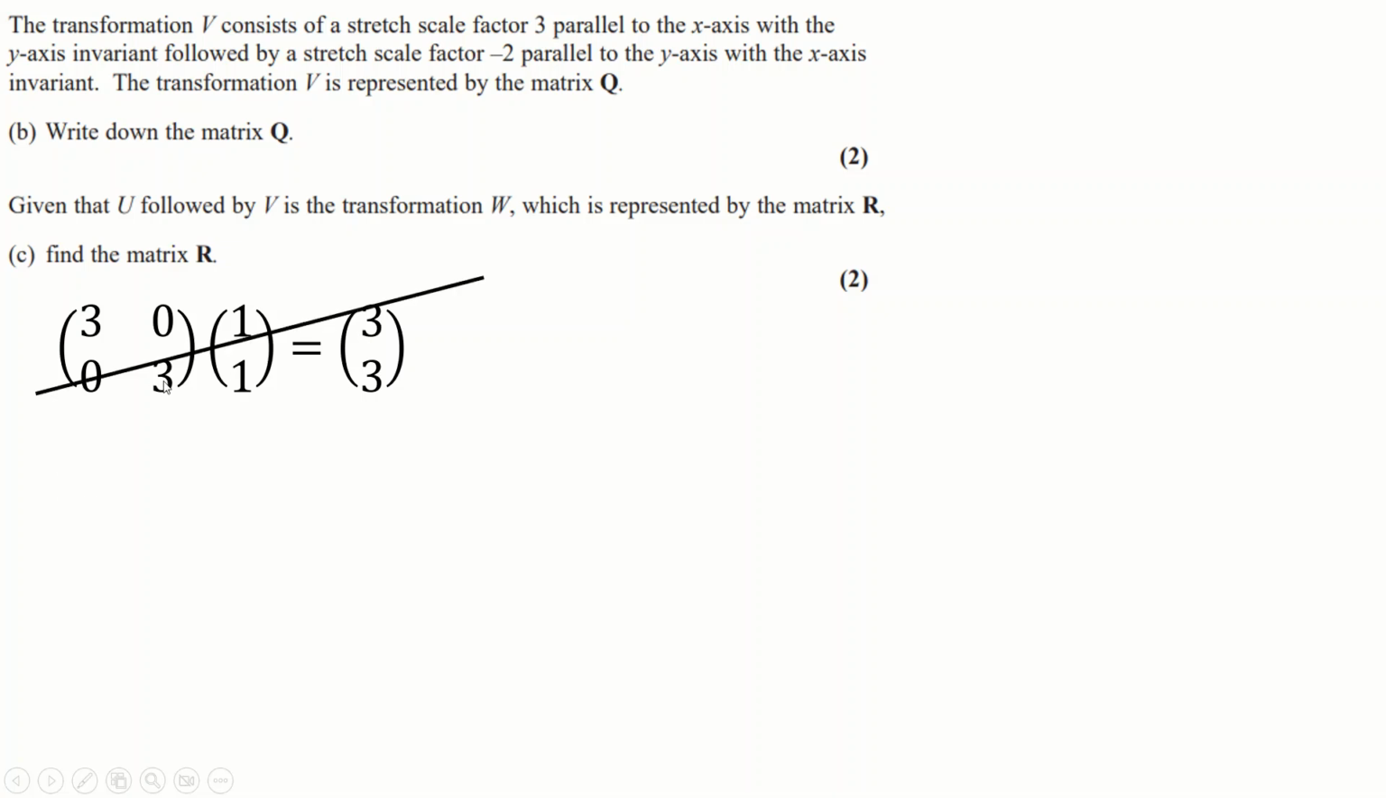So if I make that a 1, I think this will work. 3 times 1 plus 0 plus 1 is 3, 0 times 1, and then 1 times 1 is 1, and this is where this point should be going under that. So that's the first bit I need.